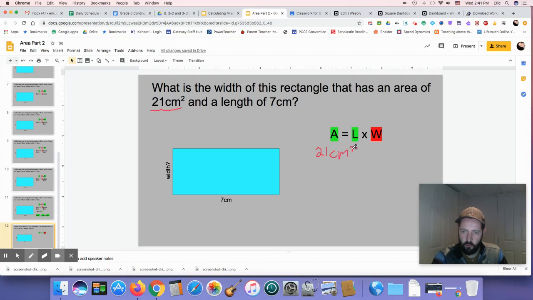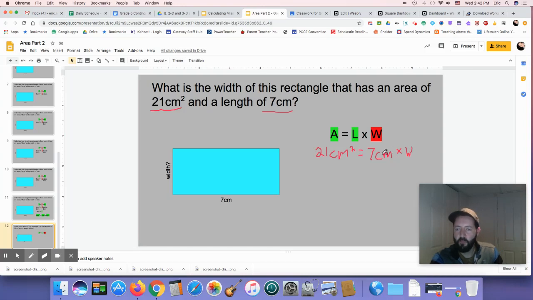Okay, they've also given us the length here, and the length is 7 centimeters. So we can plug that in for our L, because that is a length that we know. But what we don't know is the width. So we'll just write times W, because that's our variable we're trying to solve for here.